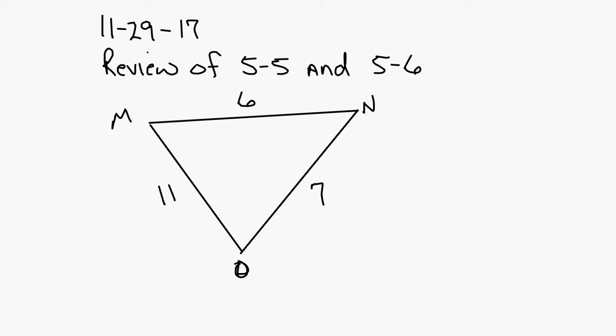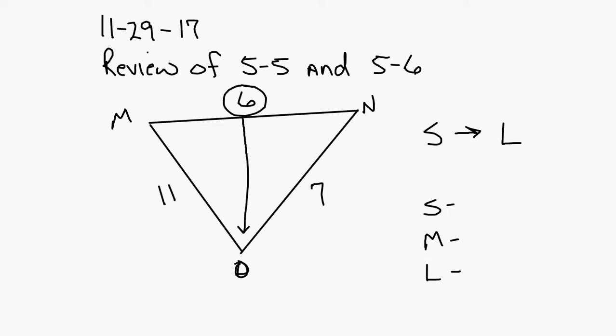All right, so in this question, if you were asked to order the angles from smallest to largest, we're going to order them small, medium, and large. Isn't the smallest angle going to be opposite the shortest side? If M to N is 6, then this angle right here is going to be the smallest angle in the triangle. So that's going to be angle O.